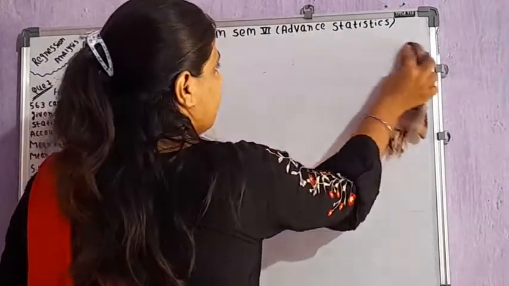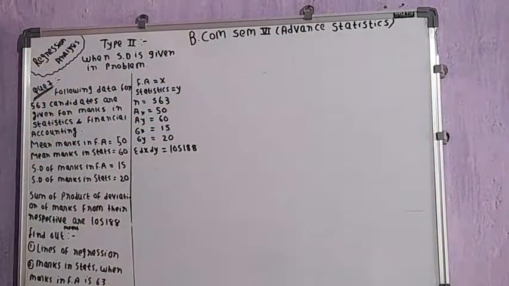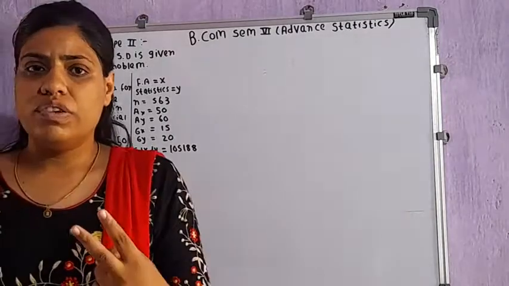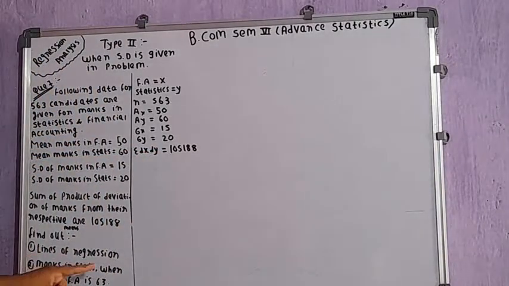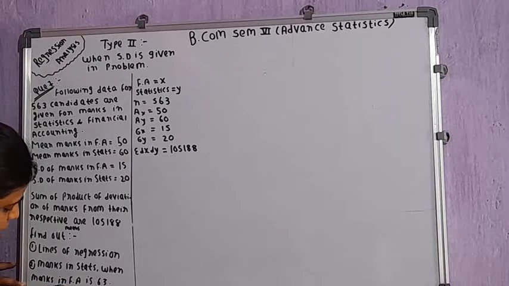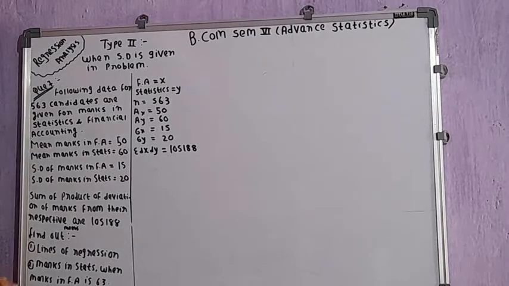Now with the help of this information, what do we have to find? We have to find the two lines of regression, X on Y and Y on X, and after that the marks in statistics, that is Y, when the marks in financial accounting X is given as 63. So basically we have to do all these things in this problem. We have interpreted the problem. Now we will start with the solution.